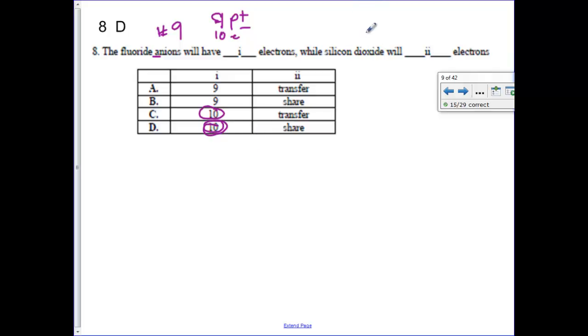And then it asks about silicon dioxide, and right off the bat, this should really mean something to you. If you ever have dis and tris and stuff like that, it's covalent, which means things share. So these are possible right answers, but the only row that has both of them being right was D.